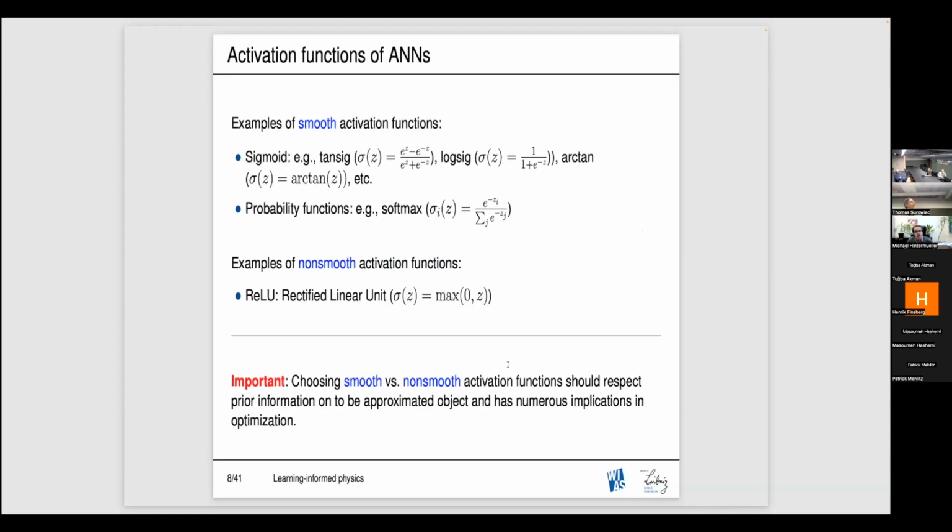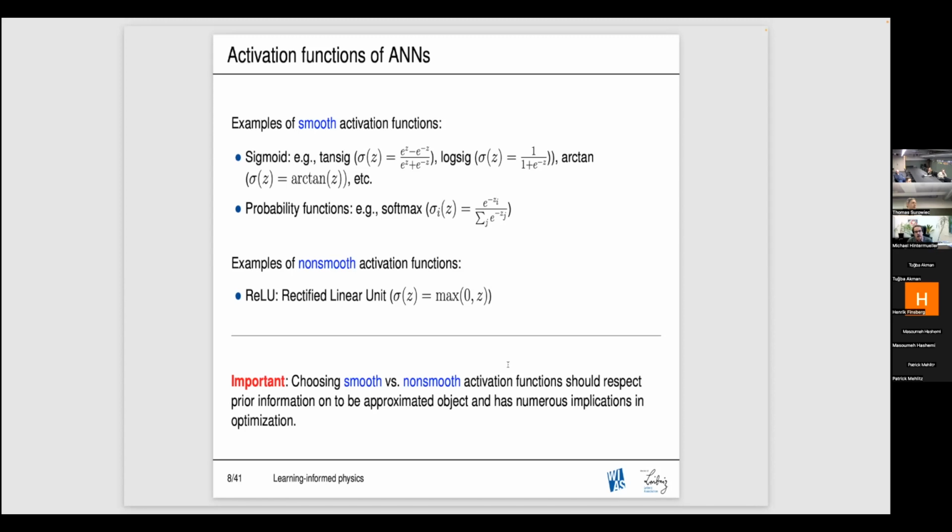And I focused on activation functions. For the first part of my presentation, I'll stick to smooth activation functions. I give you two famous example groups here. One is the sigmoidal type functions like the transig or the logsig or the arctangent, for instance. But there are also probabilistic functions like the softmax, as I have highlighted down there. It's also observed in many applications, in particular when sparsity or other aspects are relevant, that the rectified linear unit, which is this max type function, has very good properties.